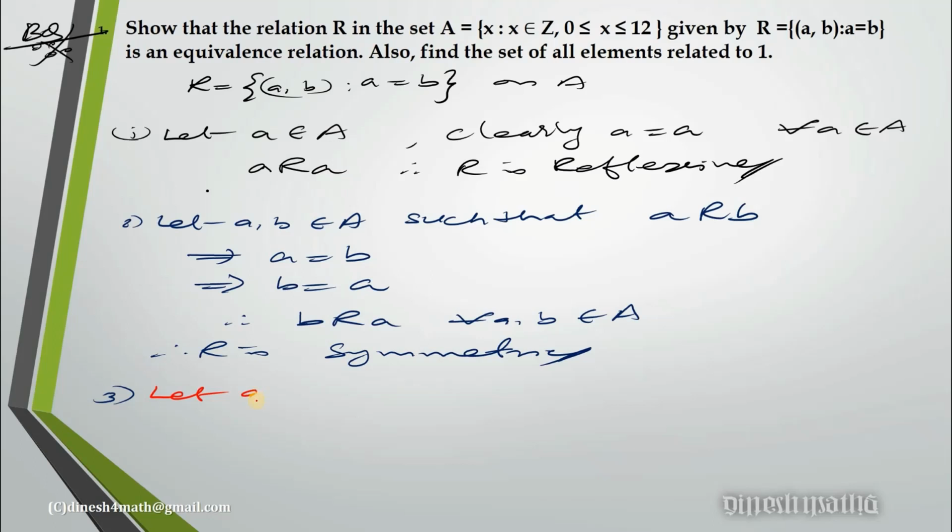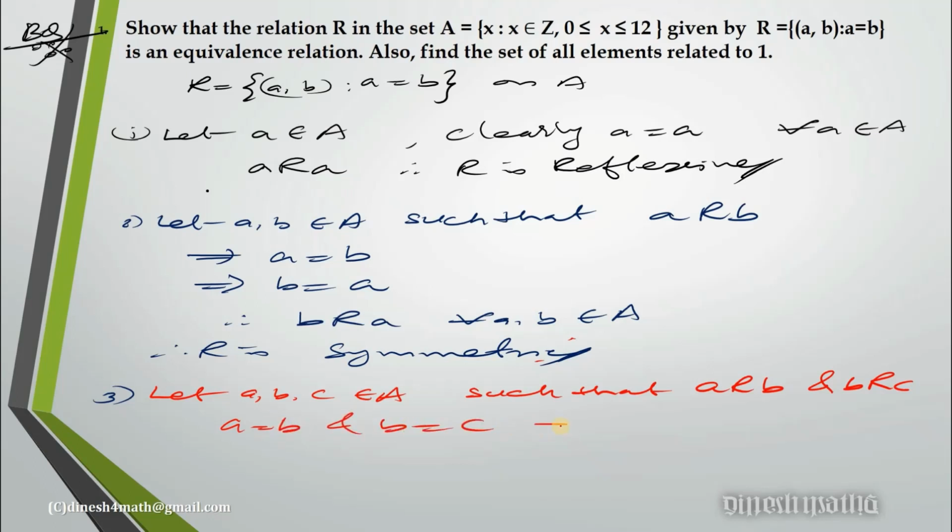So we'll say let a, b, c belongs to A such that a is related to b and b is related to c. So this gives you a equal to b and b equal to c. So that gives what? a equal to c. So therefore a is related to c for every a, b, c in A. So R is a transitive relation. So from 1, 2 and 3, R is an equivalence relation. Okay. So reflexive, symmetric and transitive.